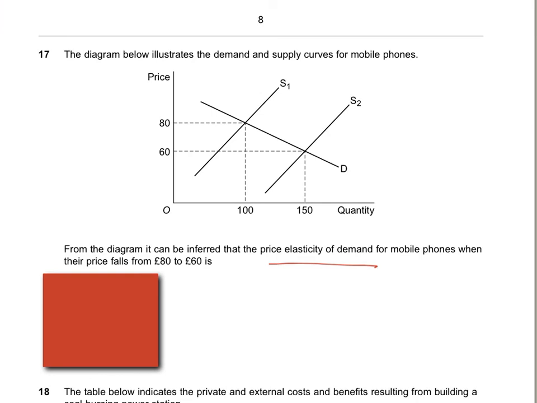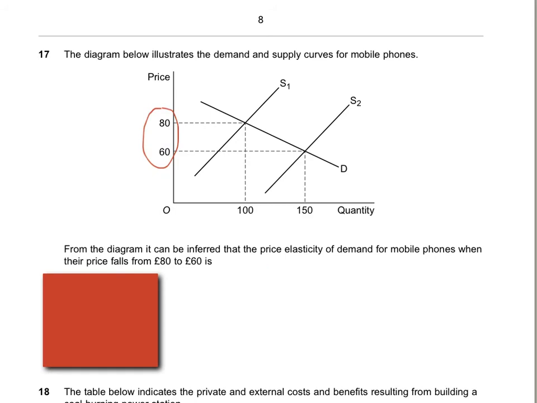Question 17 is another calculation. It's price elasticity of demand. The first thing I would always do when I look at the diagram is cover up the options and then just draw an arrow to indicate to myself where do we start from and where do we finish. So the starting point is a price of 80 and a quantity of 100, and as a result of the increase in supply, price falls and the quantity responds in that way.